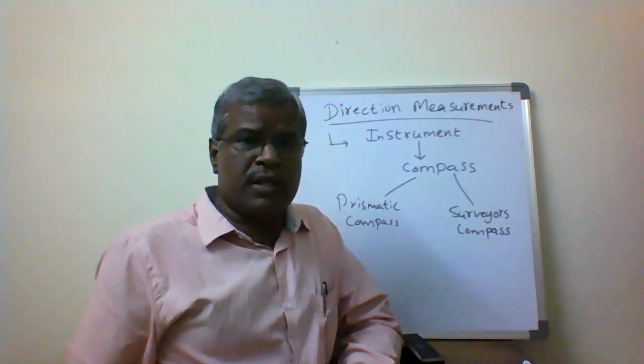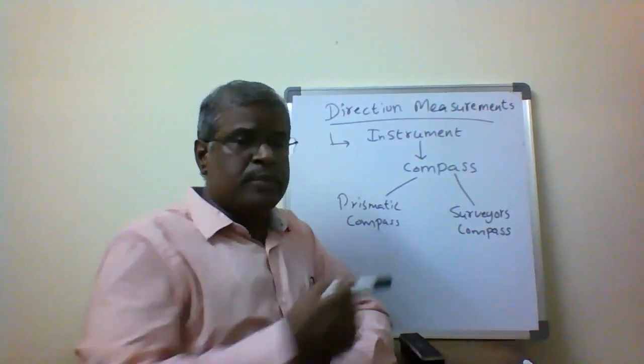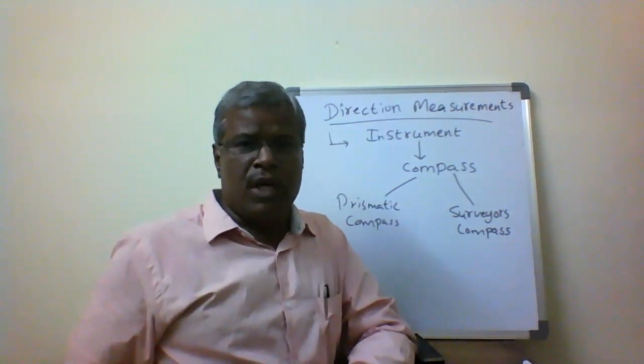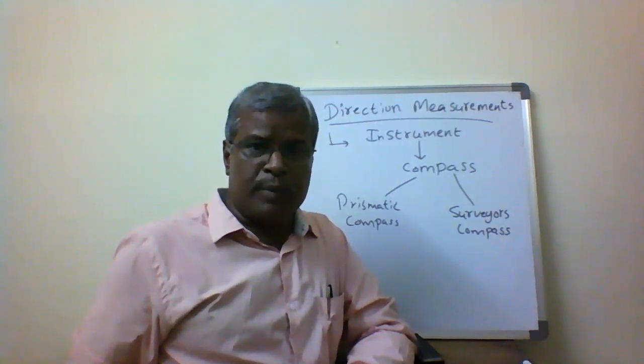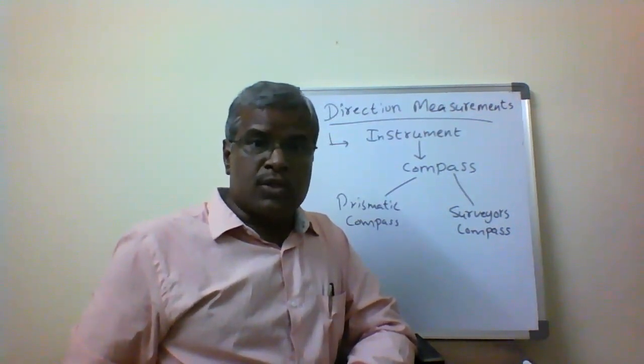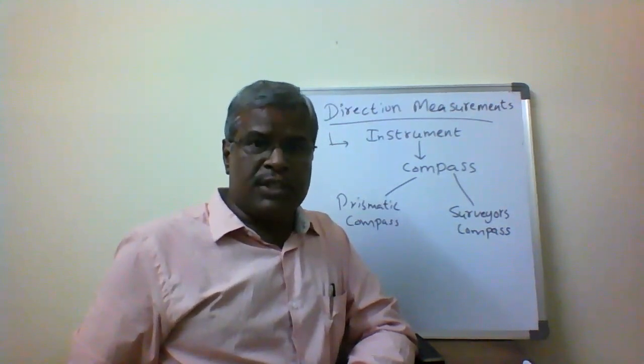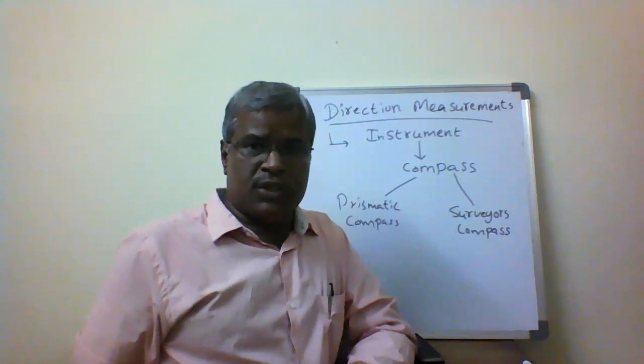So here in surveying, we are going to be using the prismatic compass and the surveyor's compass. The prismatic compass, in general, gives almost all direction measurements, because it gives readings from 0 to 360 degrees. So the bearings vary from 0 to 360 degrees.